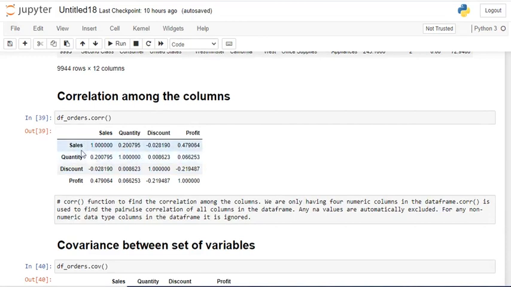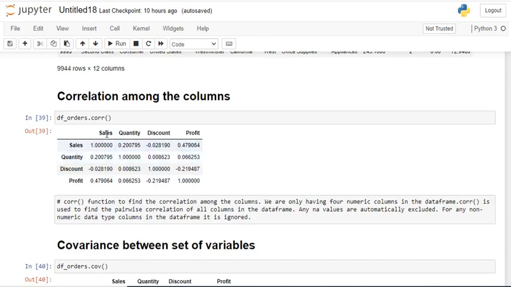Here we can see the relationship between the two variables, sales and sales. The parameters are the same, so the correlation is 1. Let us see quantity and quantity. Because we are comparing the same parameters, the correlation is 1. And discount and discount, here again 1. Again profit and profit.